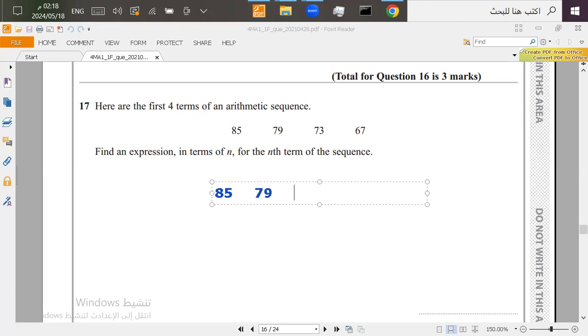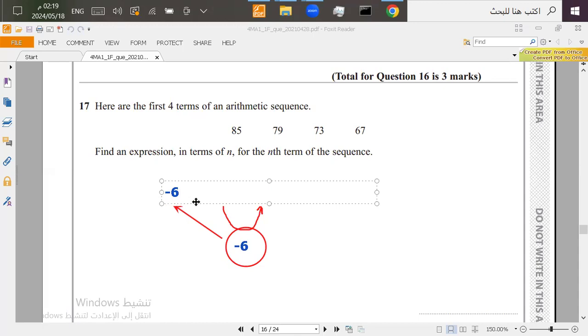Let's write the sequence first, 73, and then 67. Because it's arithmetic, I'm going to find the first difference between this and this. So the first difference, how did the 85 become 79? So here, 85 subtract 79 equals 6. So I subtracted 6, so minus 6. Now I write minus 6 here. Now I'm going to take the minus 6 and put it in the beginning here.